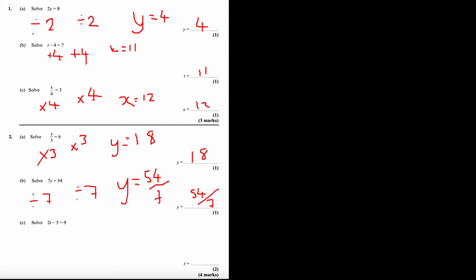Well, this is what I call a two-step equation. So I'm going to add 5 to both sides first of all. Adding 5, I get that 2t is equal to 14. Dividing both sides by 2 because 2t means 2 times t, I get that t is equal to 7. 14 divided by 2 is 7, guys. Hopefully that makes sense so far.